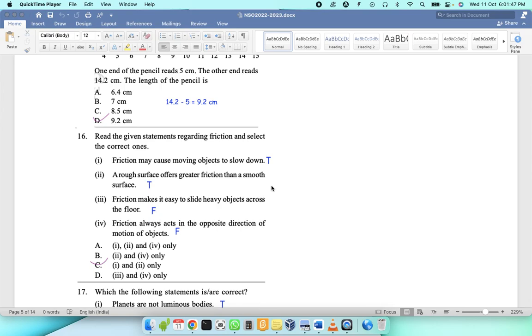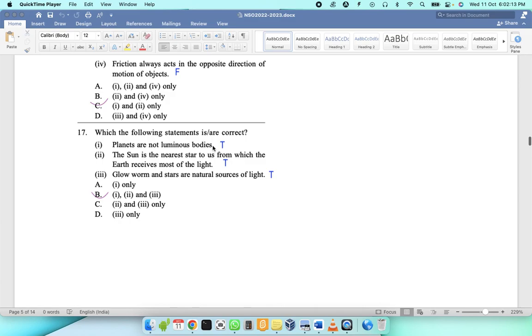Friction makes it easy to slide heavy objects across the floor. This is false as friction always tries to stop the motion of objects. Friction always acts in the opposite direction of motion of objects. This is false as it only works when the motion of the objects is relative. So the answer is C over here.